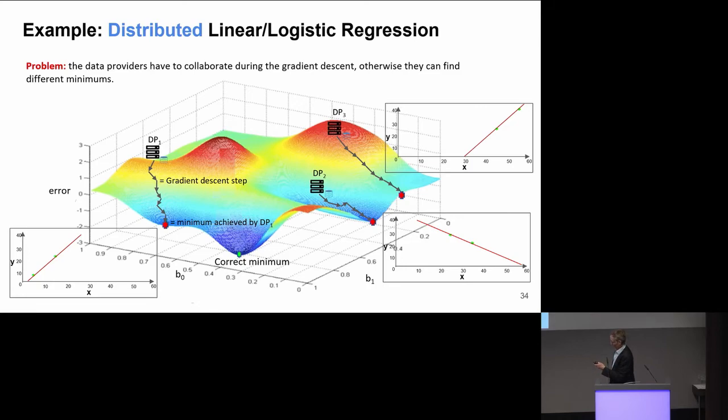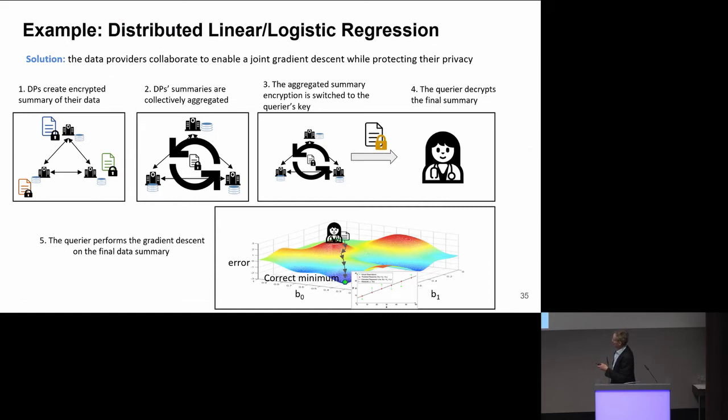Then this person will have the first 2 dots and believe that the truth is this one. The second will believe that actually it's this one, and the third one will have this perception, right? So each of them essentially gets it completely wrong, right? So what needs to be done is to emulate the collective computation by doing something that is shown here. So first the encrypted summaries, and then to collectively aggregate the summaries under encryption, and then the aggregated summary encryption is switched to the querier's keys, and then the queriers receive things in such a way that collectively they find the correct minimum.